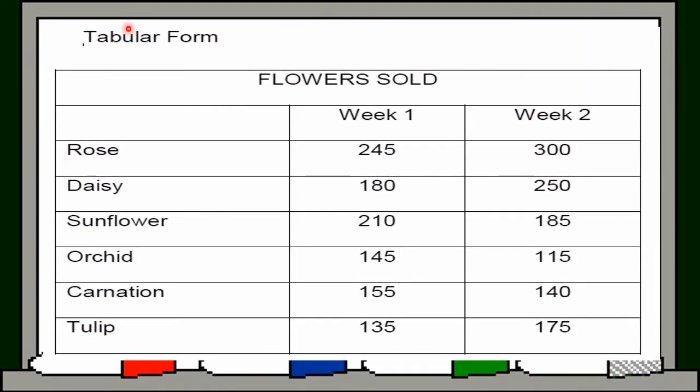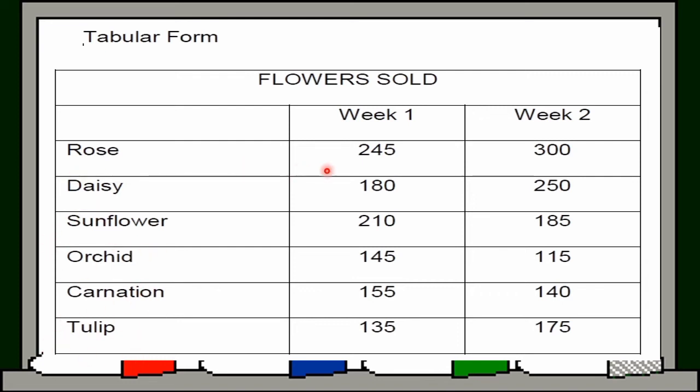So this is the tabular form. The title of our tabular form is flowers sold. And we have here 3 columns. The first column, these are the names or different types of flowers sold. And then the second column is week 1 and then the third column is week 2. Okay? So meron tayong rose, daisy, sunflower, orchid, carnation, and tulip.